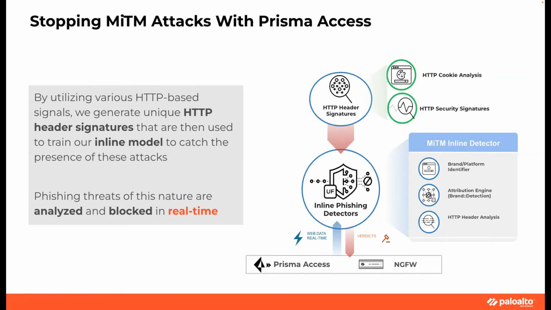And we train our model to catch these attacks while they are happening in line. Instead of doing it retrospectively, it's happening in real time. This is a functionality that's available in Prisma Access and all of our Palo Alto Networks security suite. On Prisma Access, a user does not have to take any explicit actions. It's automatically enabled by default.